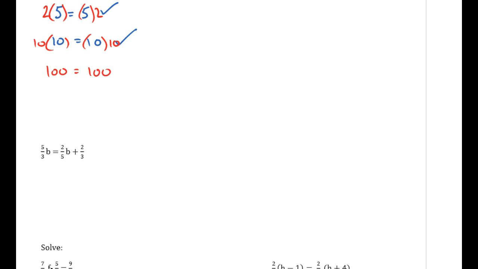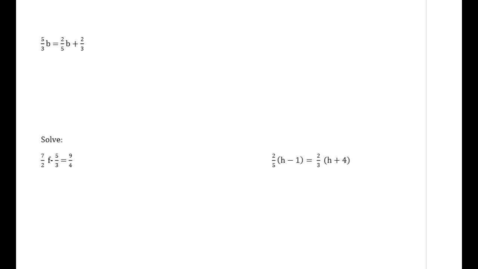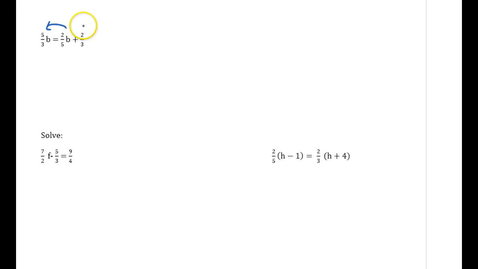The first question we have is 5 over 3b equals 2 over 5b plus 2 over 3. Well, you can do your old-fashioned method and get the b over to the other side. Let me rewrite it. I can take this 2 over 5b and move it to the other side. I have to subtract it.